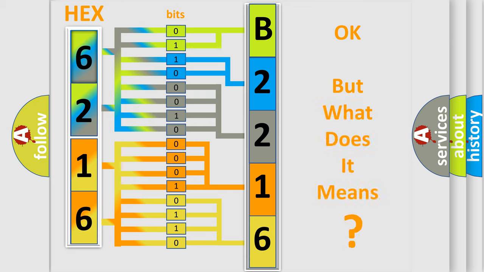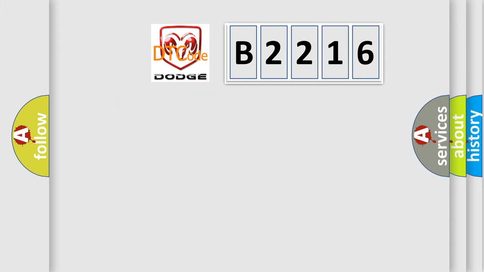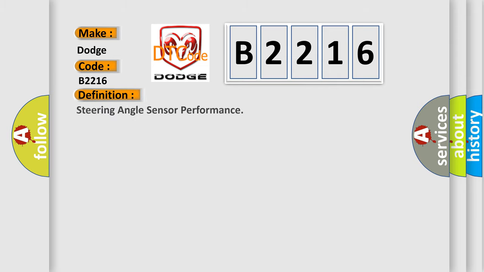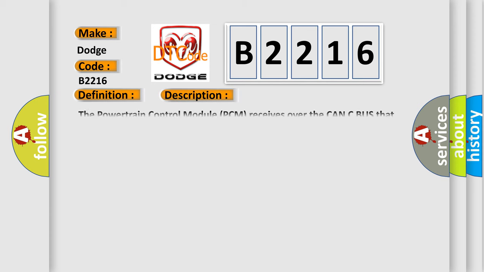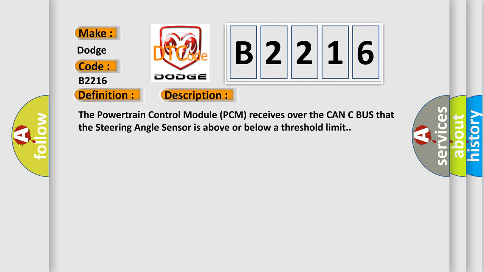The number itself does not make sense to us if we cannot assign information to what it actually expresses. So, what does the Diagnostic Trouble Code B2216 interpret specifically for Dodge car manufacturers? The basic definition is steering angle sensor performance. And now this is a short description of this DTC code.